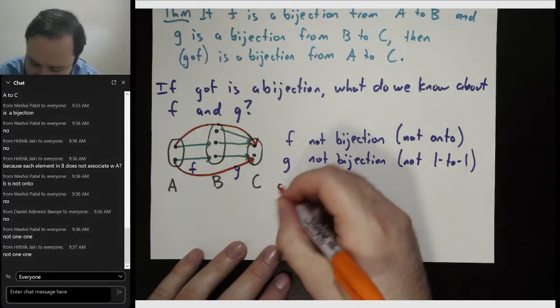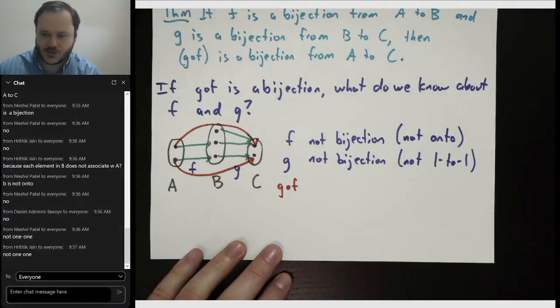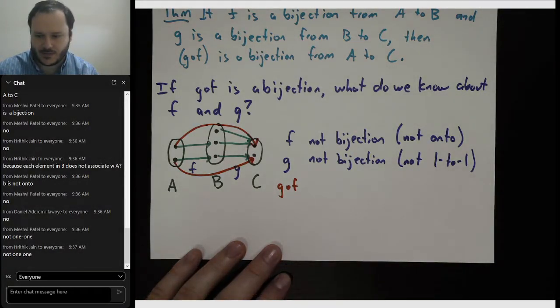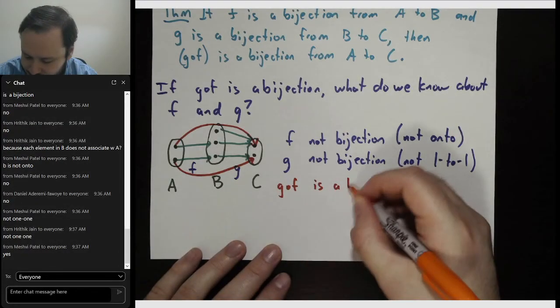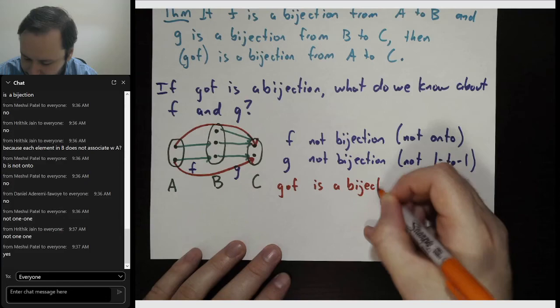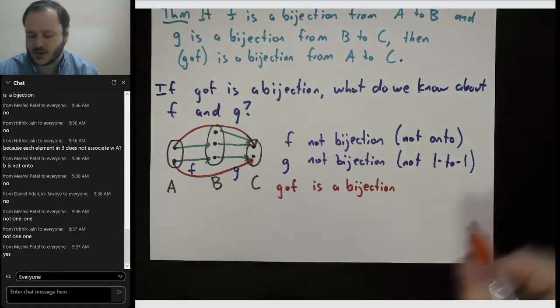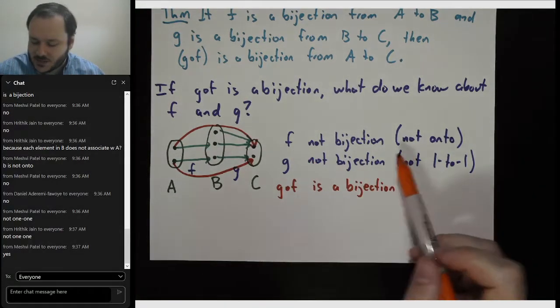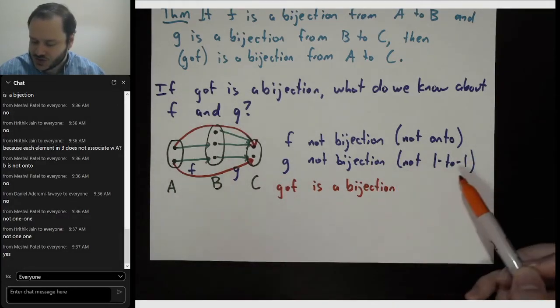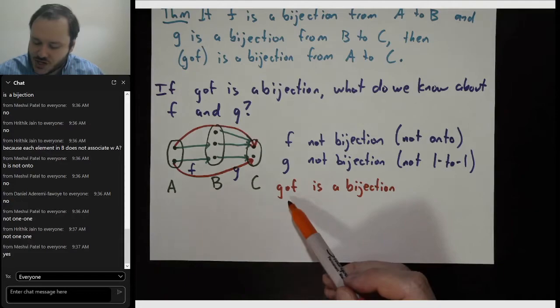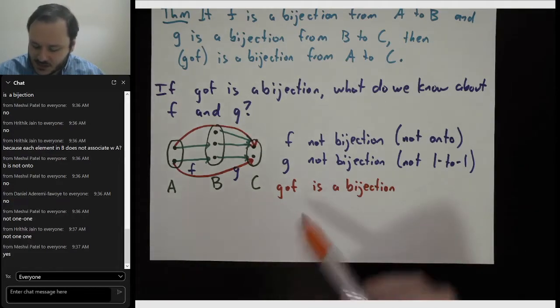Is G composed with F a bijection? Yes. So f is not a bijection because f is not onto, and g is not a bijection because g is not one-to-one, but g composed with f is still a bijection.